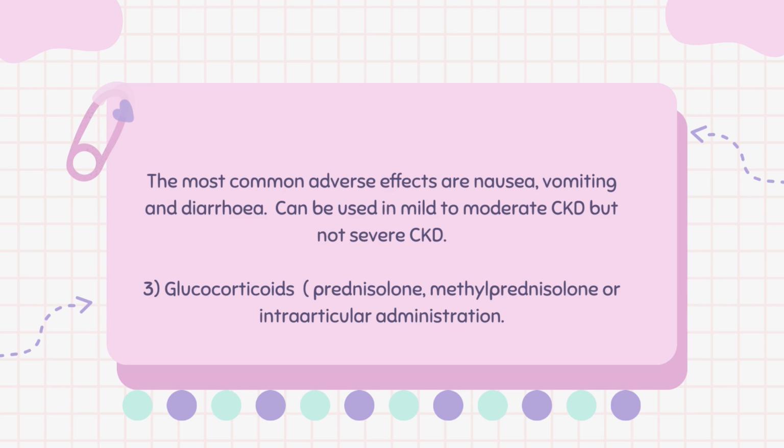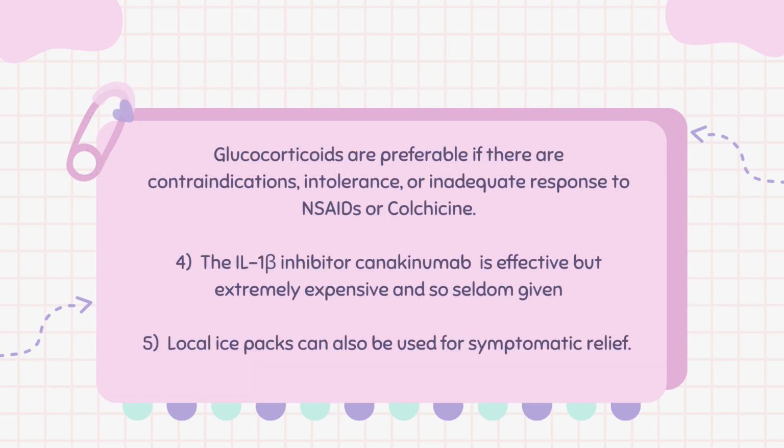Number 3, glucocorticoids, like prednisolone, methylprednisolone, or intra-articular administration. Glucocorticoids are preferable if there are contraindications, intolerance, or inadequate response to non-steroidal anti-inflammatory drugs or colchicine. Number 4, canakinumab is effective, but extremely expensive and so seldom given. Number 5, local ice packs can also be used for symptomatic relief.